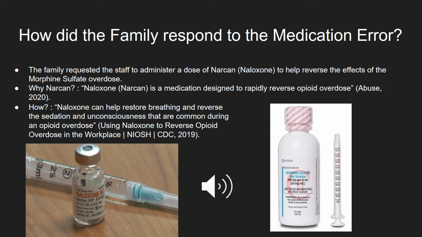So how did the family respond to this error? As soon as the employees at the facility notified the family of what happened, they requested a dose of Narcan to be given to him. And his respirations were at 2 breaths per minute. And at this point, the family requested that a second dose of Narcan be given. He was transferred to a hospice care facility the day before this happened, so the staff had to go to the hospital to get the Narcan and come back. Unfortunately, the patient had already died before the staff members made it to the nursing home from the hospital.